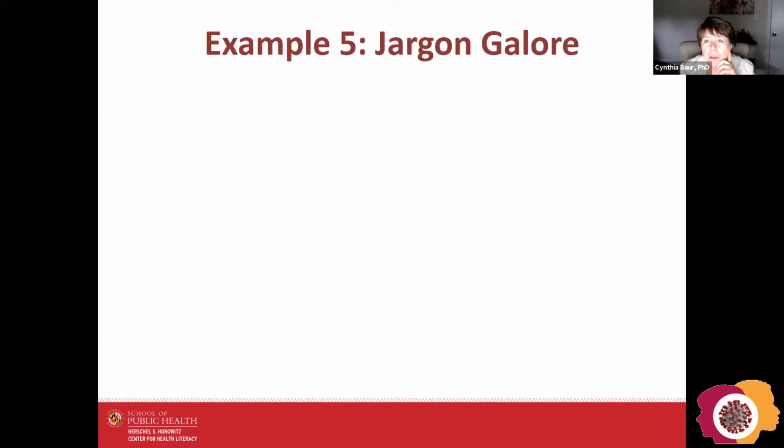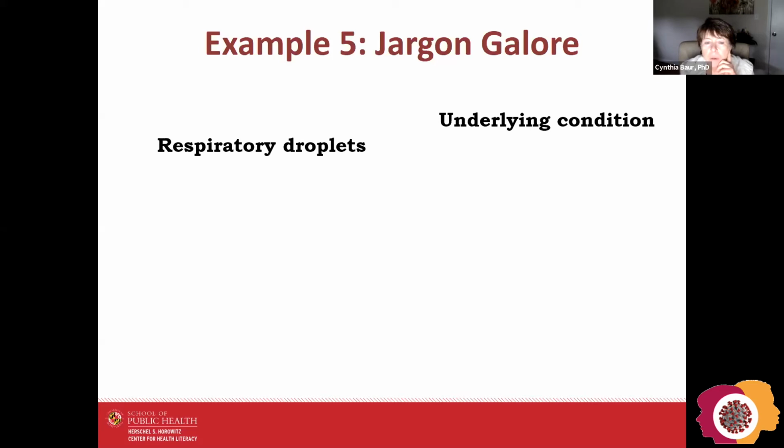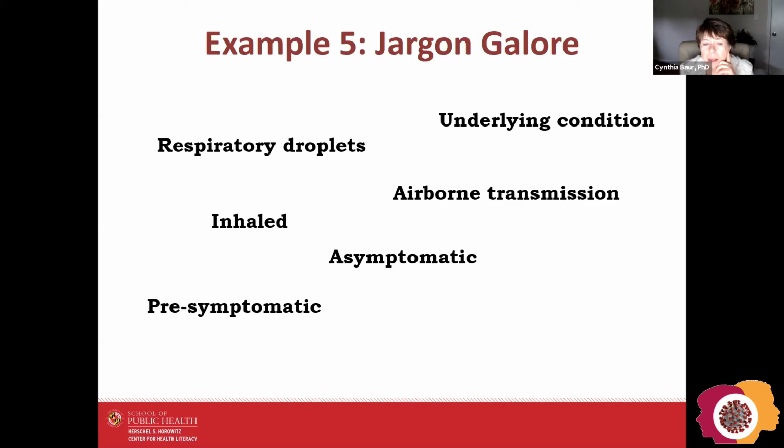So some examples of the kind of jargon that we've seen in the communication response: underlying condition, respiratory droplets, airborne transmission, inhaled, asymptomatic, pre-symptomatic, flattening the curve, and social distancing. All of these are phrases that were not in people's everyday vocabulary probably 2 months ago, let alone 6 months or even longer.